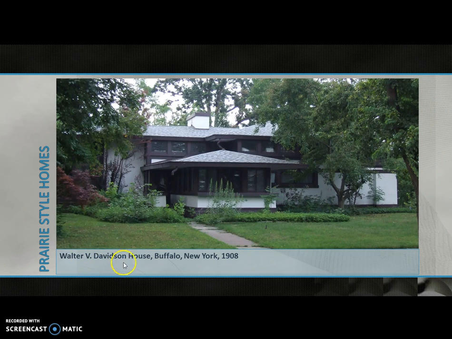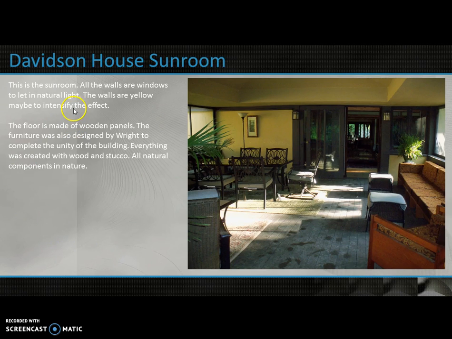This is the Walter V. Davidson House in Buffalo, New York. Wright built this in 1908. This is the sunroom in the Davidson house. All the walls are windows to let in natural light. The walls are yellow, maybe to intensify the effect.